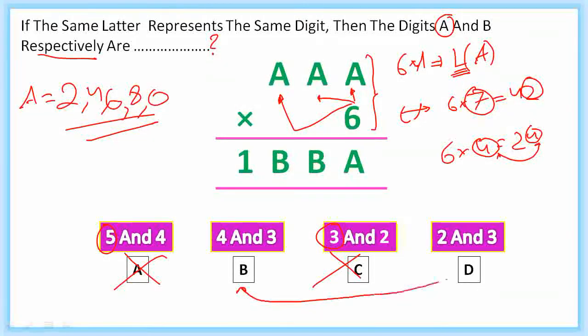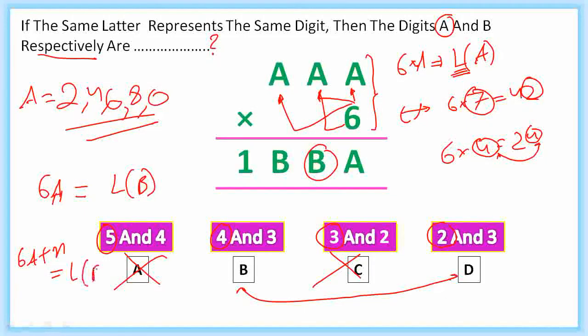Now we'll get the options from B and D. So we have 2, 4 and 2. How are we going to decide that? If we do the same process, we'll get 6 into A. 6 into A gives the last digit as B. But we get 6 into A plus the carryover, that could be any number at its end, so it would be the last number as B.